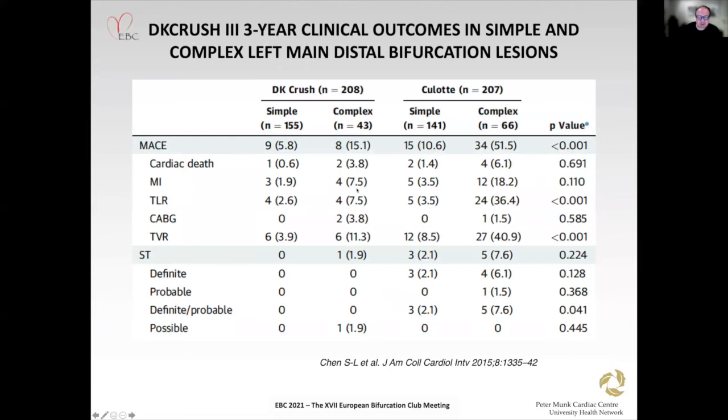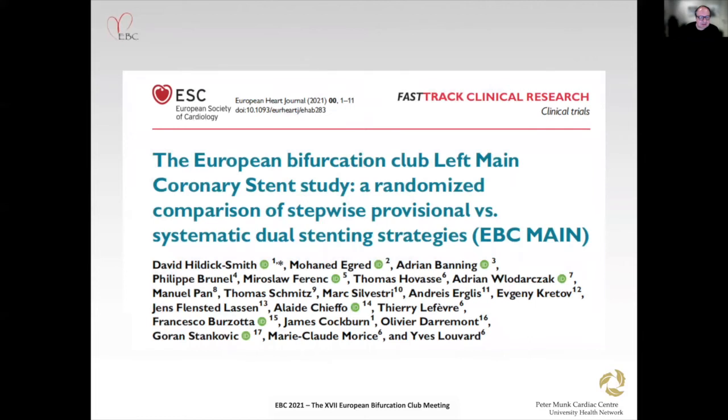In DK crush 3, compared to another 2-stent procedure, we see MACE rates at 3 years in the complex group with DK crush 15.1%, all the way up to 51.5% in the culotte group, a highly significant difference favoring the DK crush group in the complex subset.